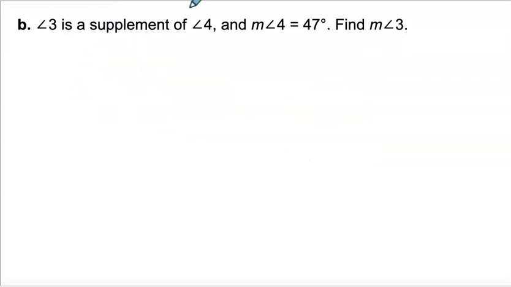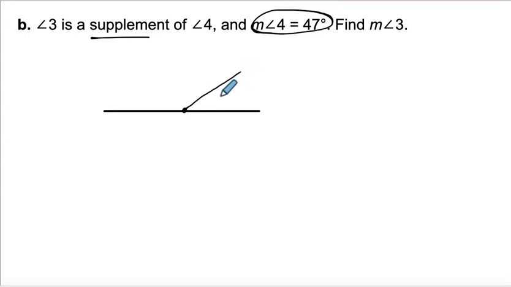What about supplementary? Supplementary again is two angles that make 180. So a straight line makes 180 degrees. I have an angle 3 and angle 4. Angle 4 is 47 degrees, so I'm just going to estimate here. Let's say this is about 47 degrees here, and then this is angle 4 here, and angle 3 is here, the unknown.